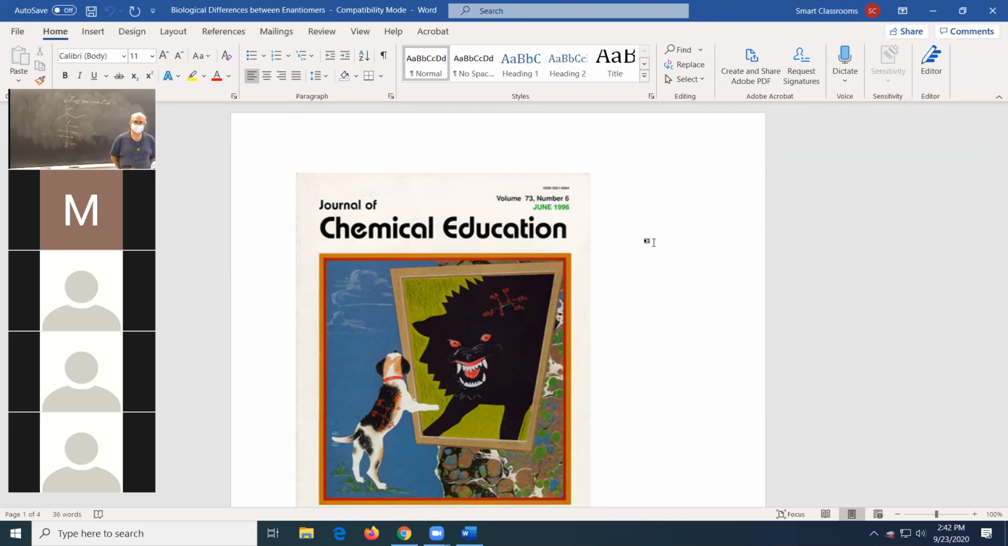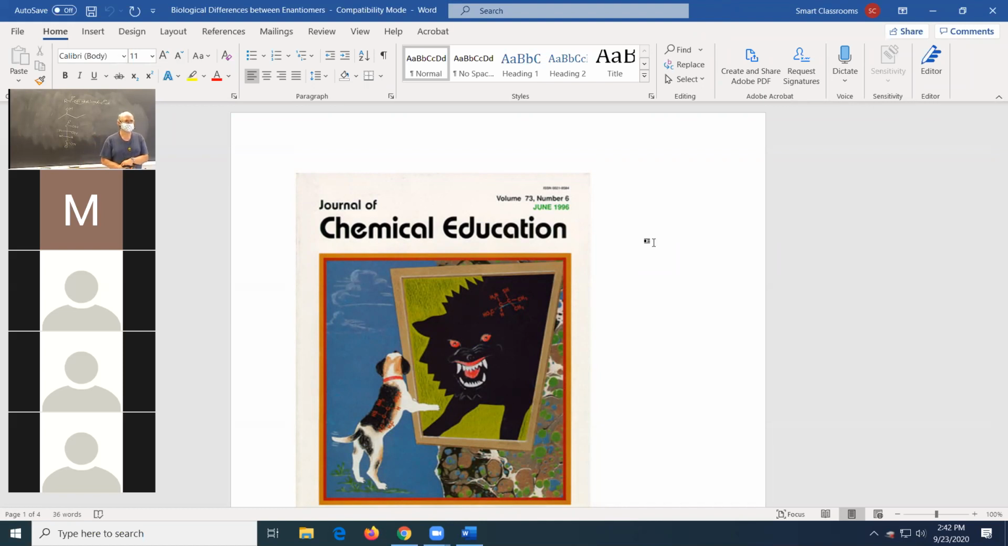Okay, there's a number of possibilities between drug enantiomers. They can have the same activity. One can be active, the other one does nothing. One can be beneficial, the other one can be harmful. They can have different potencies. Okay, they can do the same thing, but one is more potent than the other.